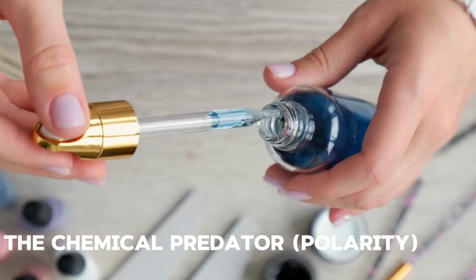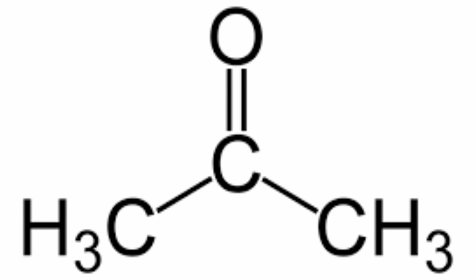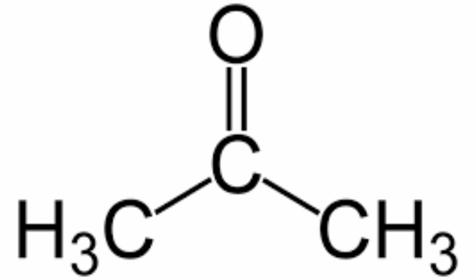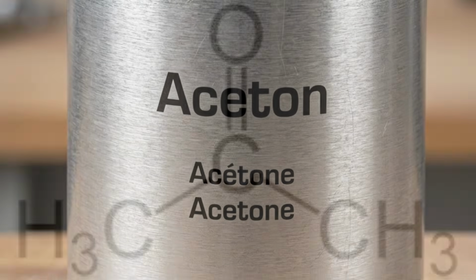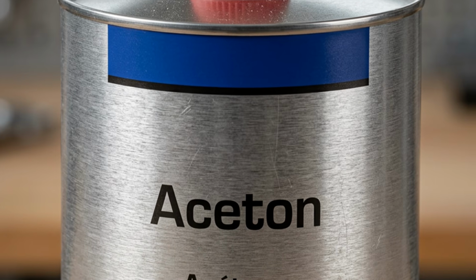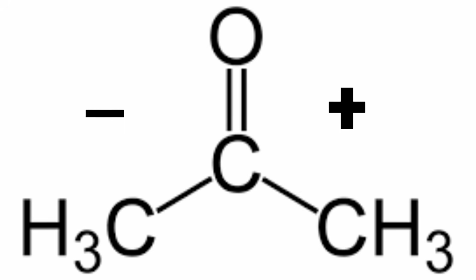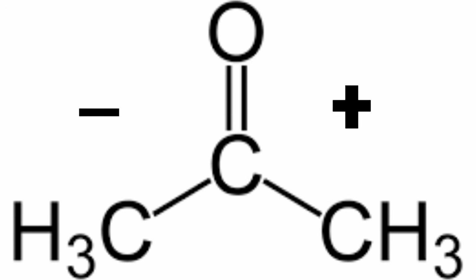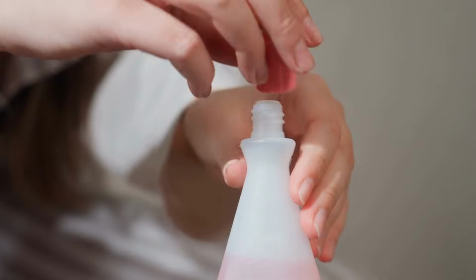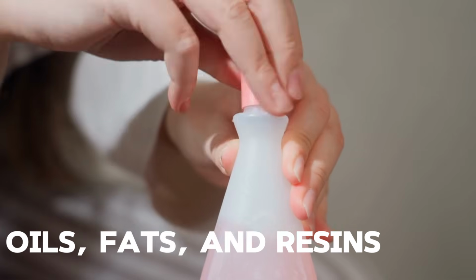At its core, acetone is a ketone. Its chemical signature is C3H6O. To a chemist, that sounds simple. But to the physical world, it is a master key. Acetone is a polar molecule. This means one end carries a negative charge and the other a positive charge. This unique magnetic personality allows it to do something rare. It can mix with water, but it can also bond with oils, fats, and resins.